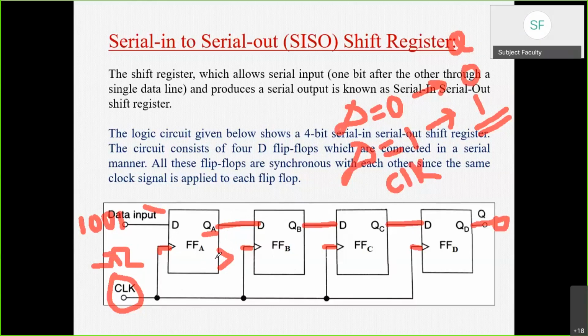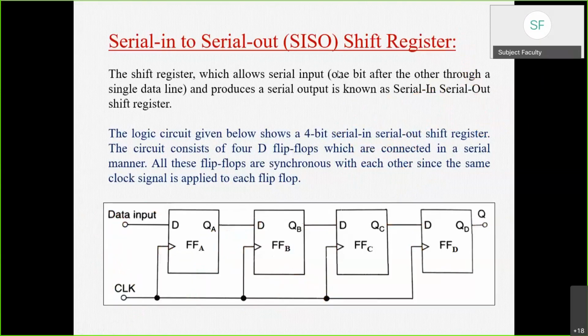In counter circuits, we have seen negative edge triggering. That means one bubble was there, right? That bubble indicates negative edge triggering, meaning the output of the flip-flop will change at the negative edge. So in this case, your clock signal is positive edge triggered. Remember that.